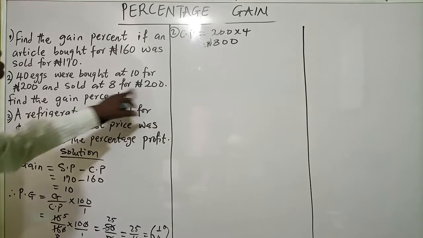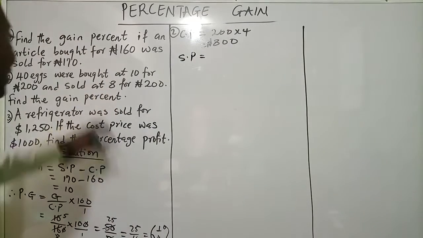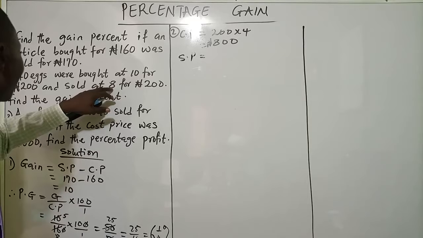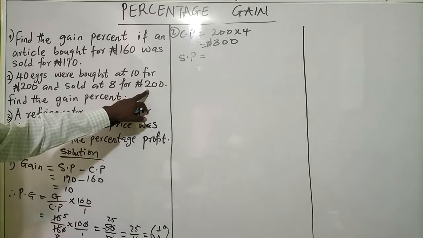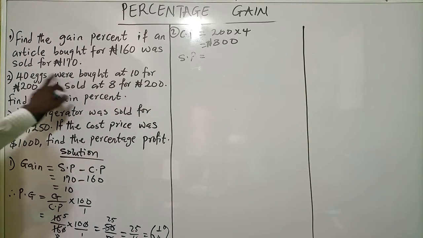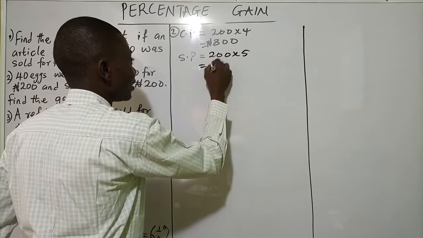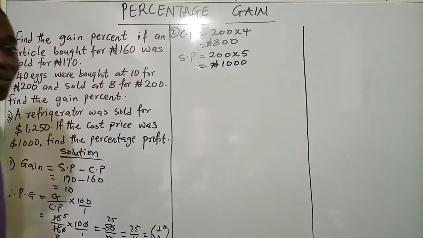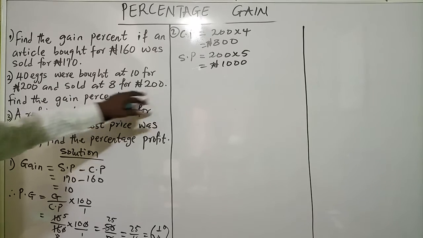Now it was sold at 8 for 200. We also need to get the selling price. Remember, it was sold at 8 for 200, so you ask yourself, how many 8s do I have in 40? That is 5. Since 8 were sold for 200 naira and I have 5 eights there, my selling price will be 200 times 5. That is 1,000 naira. 40 divided by 8 gives us 5. And remember, 8 eggs were sold for 200. So it's like saying you have 40 eggs.